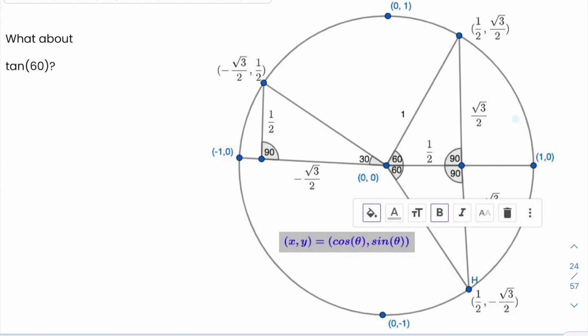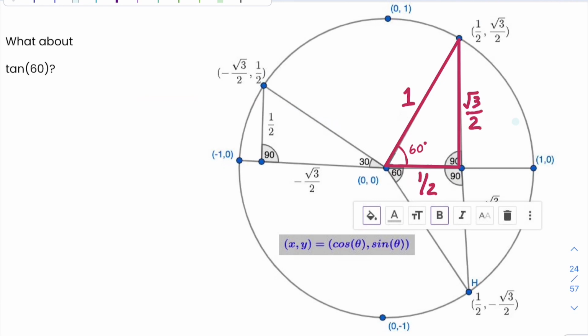But what about tangent? Tangent of 60 degrees. So let's go back to that first triangle we were working with. Looking at this 30, 60, 90 triangle here, if we wanted to find the tangent of 60 degrees, we would take this as our starting angle. Radical 3 over 2 would be our opposite side. 1/2 would be our adjacent side. 1 would be our hypotenuse. Remember, tangent of theta is opposite over adjacent.